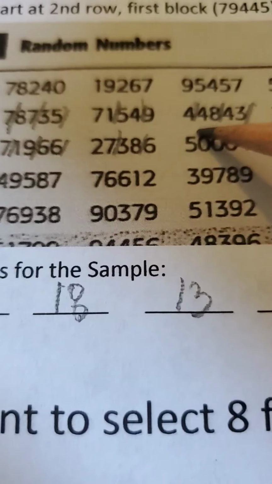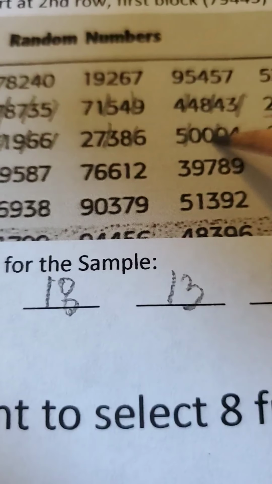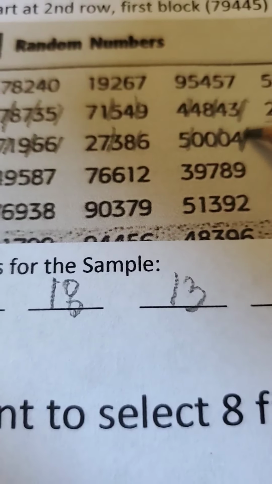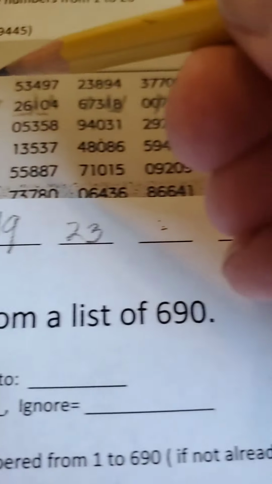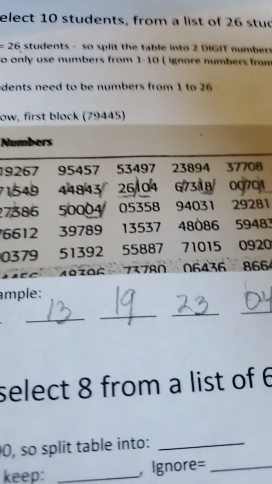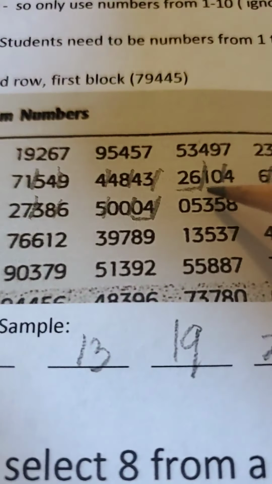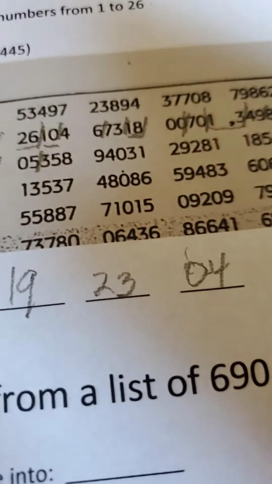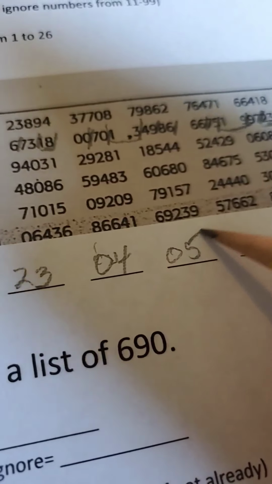38, ignore. 65, ignore. 00, ignore. That is considered student 4. We did not have a student 4, did we? Nope. So I'm going to select student 4. You don't have to write the 0. I just am because it's fun. Oh, we have a student 5. 05.